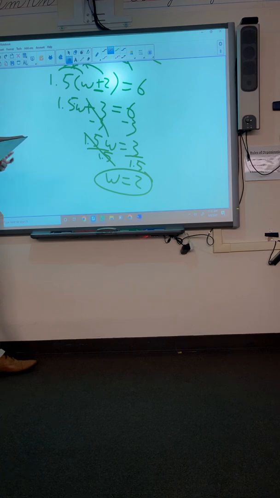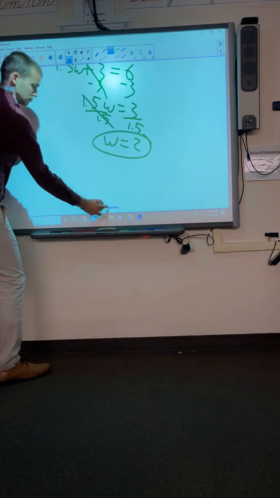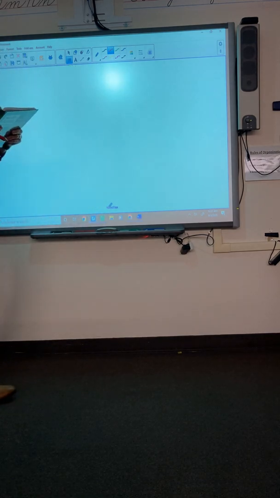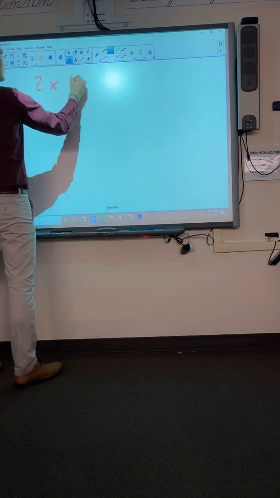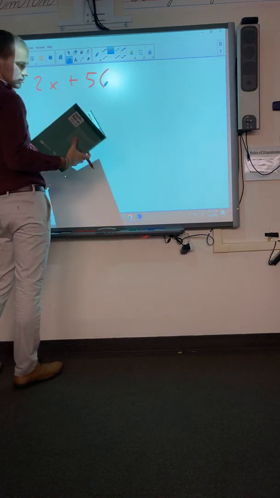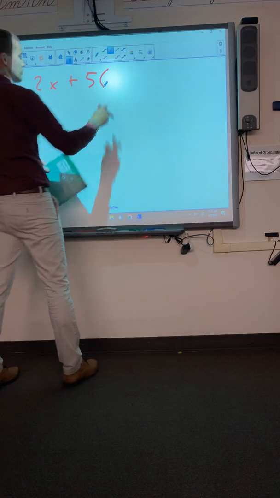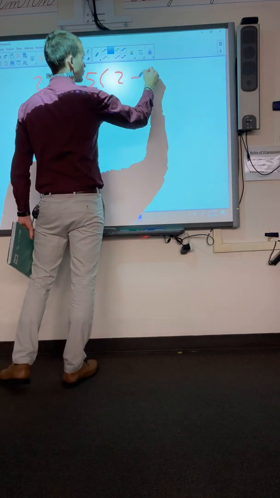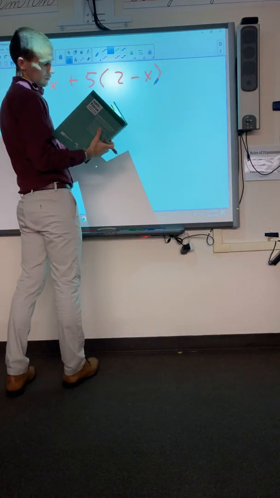Last one is C on page 208. And it has 2x plus 5 times 2 minus x, I believe.